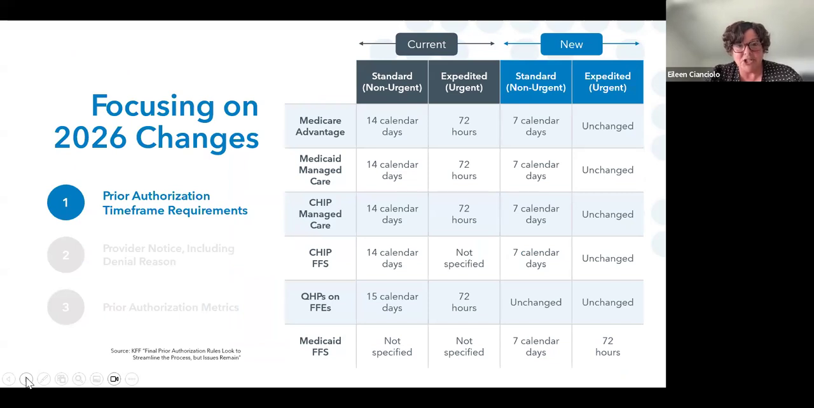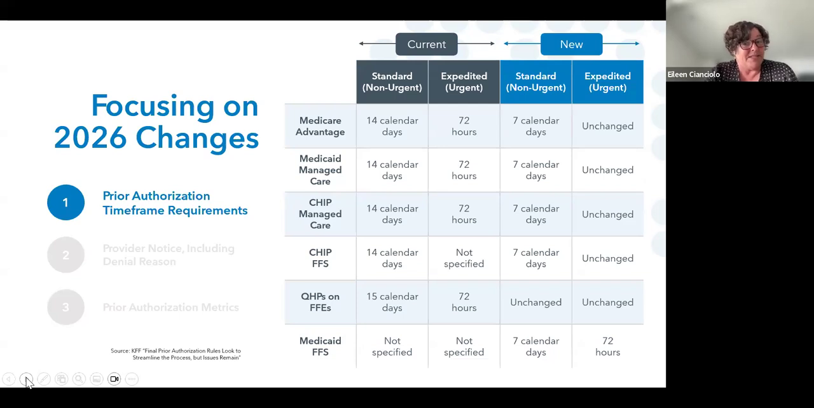Really draw your attention to the current versus new on the table. The prior authorization turnaround time requirements are changing. The expedited are pretty much staying the same at 72 hours, except for Medicaid fee-for-service at the very bottom, where they had not specified previously what the turnaround time is, and that is 72 hours now. The main changes are in the non-urgent, standard non-urgent column on the far left-hand side, where for every single one where there was 14 or 15 calendar days, or for Medicaid fee-for-service not specified, those are all cutting in half. So instead of 14 days, down to 7 calendar days, QHPs staying the same at 15 calendar days, and Medicaid now required at 7 calendar days.